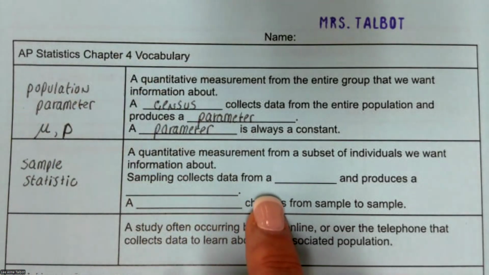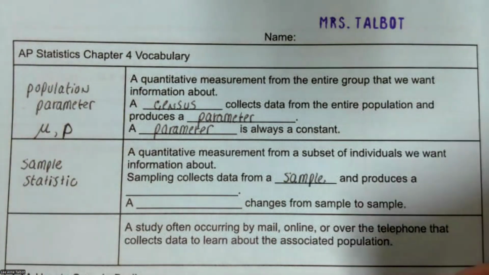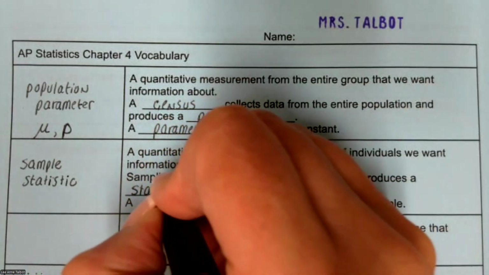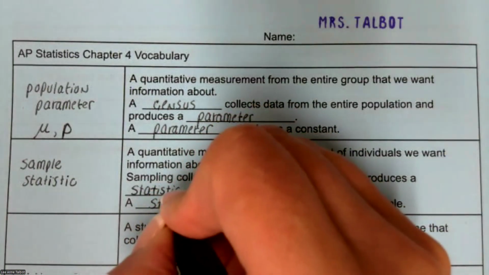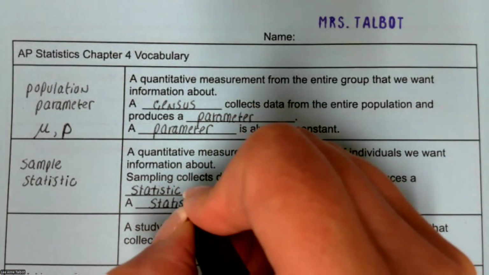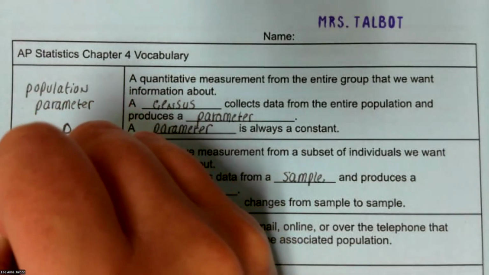Sampling collects data from a sample and produces a statistic. A statistic changes from sample to sample. So if I ask a random sample of 5 of you, how many tacos make an ideal meal? And then I ask 5 different kids, it's going to change each time. Does that make sense?